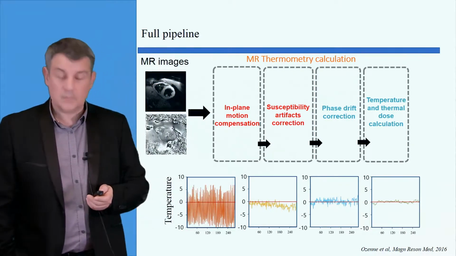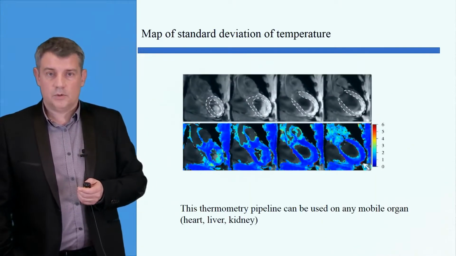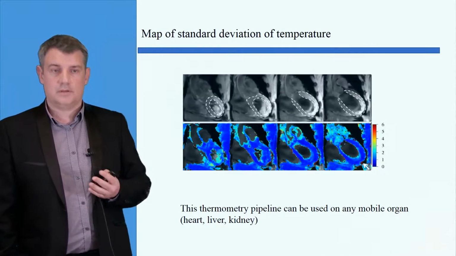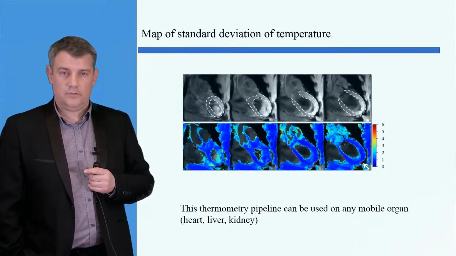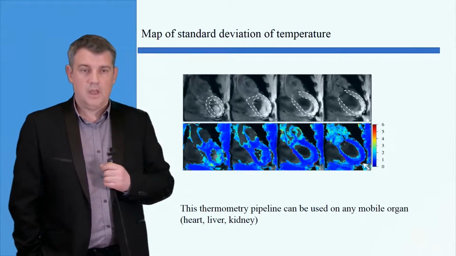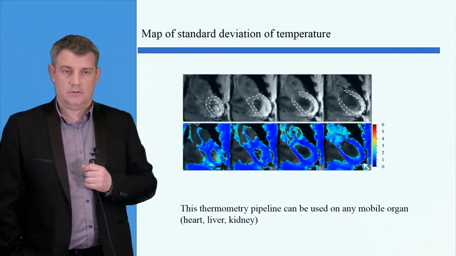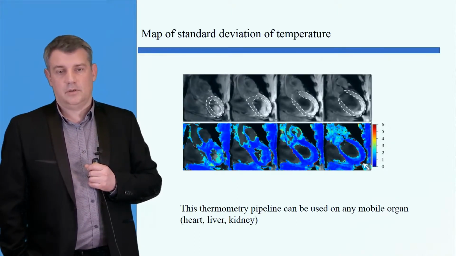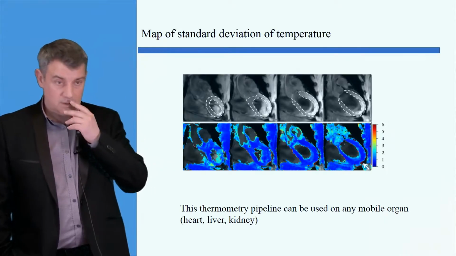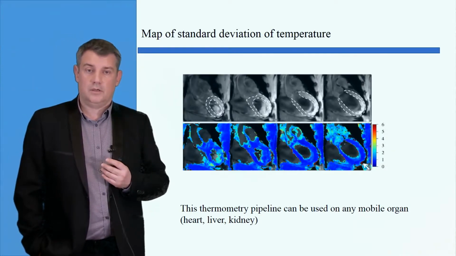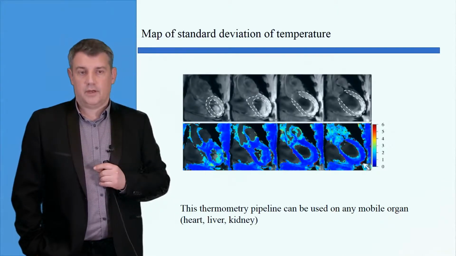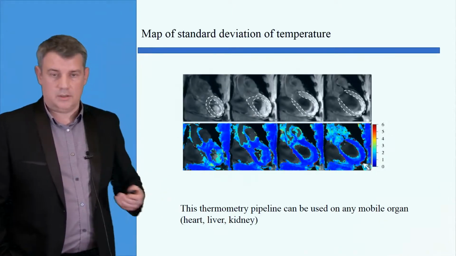simply by image processing. So we can then map for each pixel in the myocardium the standard deviation of temperature after all these corrections. And what you can see here on the 4 slices is that you are able to retrieve an excellent temperature precision in the range of 1 degree for most of the pixels located in the myocardium. So this thermometry pipeline can be applied for cardiac MR thermometry, but can also be used to correct for artifacts from any mobile organ, for example, in the heart, liver, or kidney.